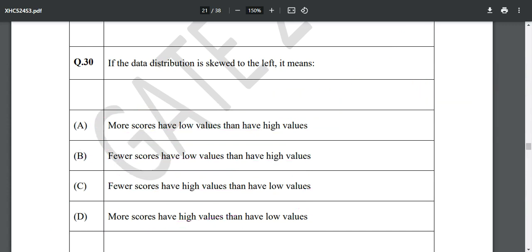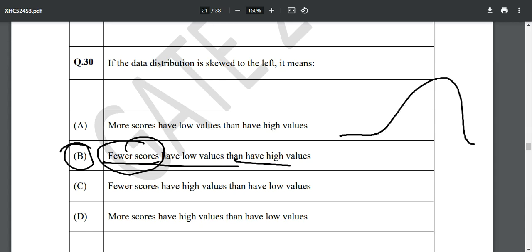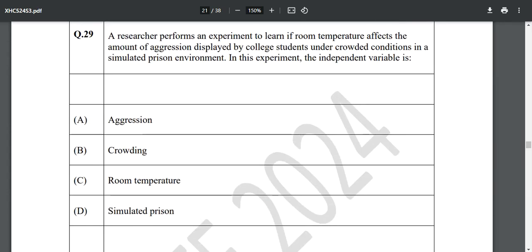More scores have high values than have low values. So the meaning over here is that option B is the most appropriate: fewer scores have high values, few scores have low values than have high values. Alright, so this is the correct answer over here. Question number 30, option B.